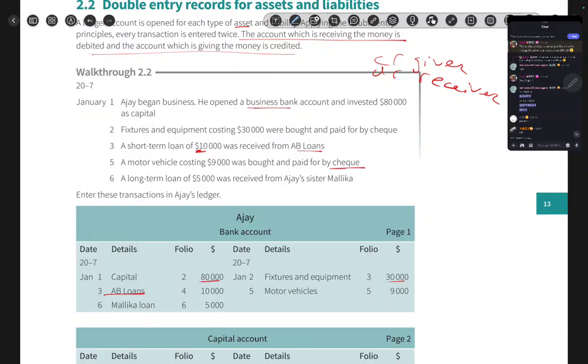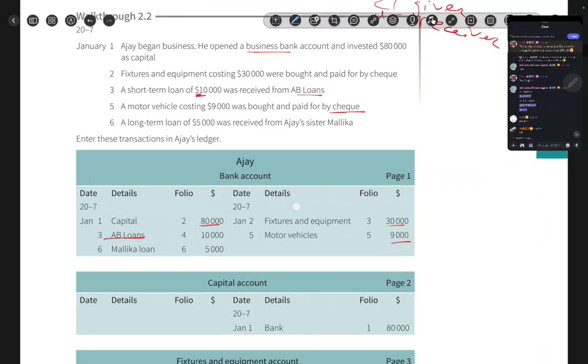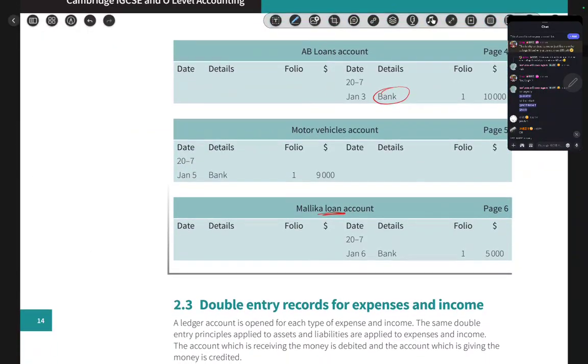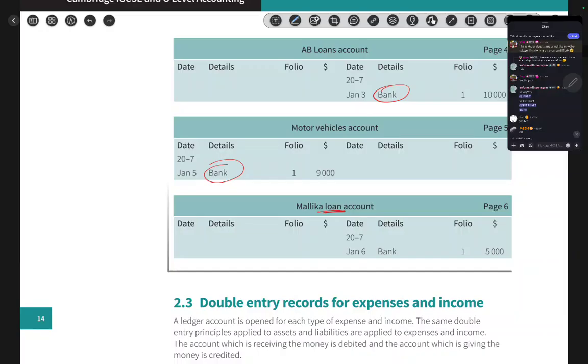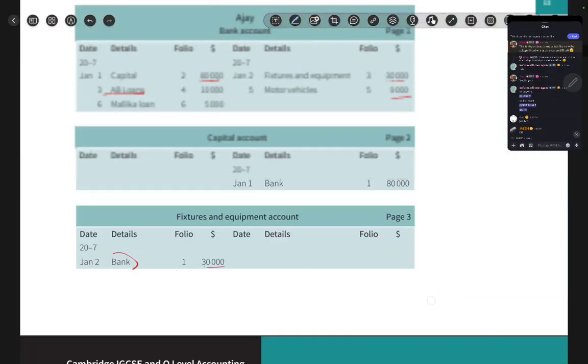So your total bank balance is decreasing, 9,000 over here, and your motor vehicles are increasing. So you're going to debit that account. It's increasing because of your bank. Okay, by 9,000 and the date and folio, you understand it.